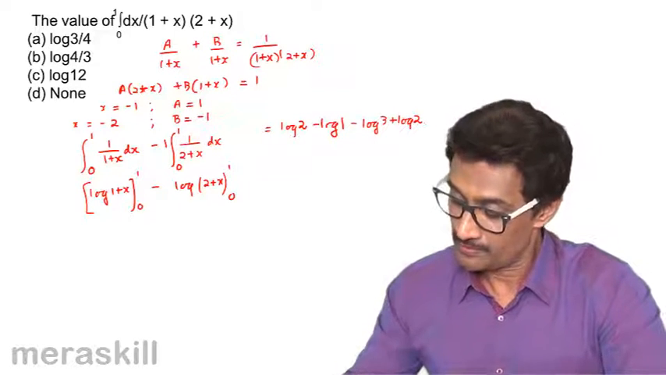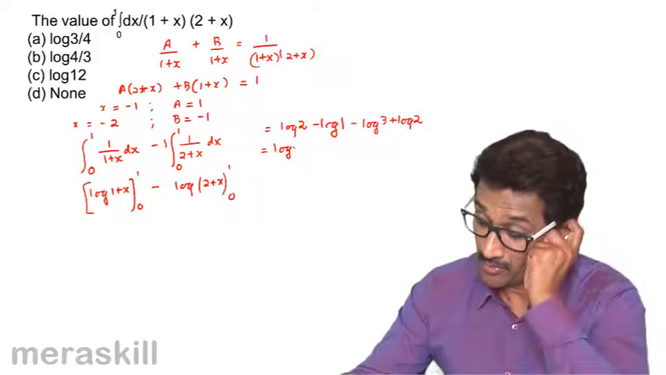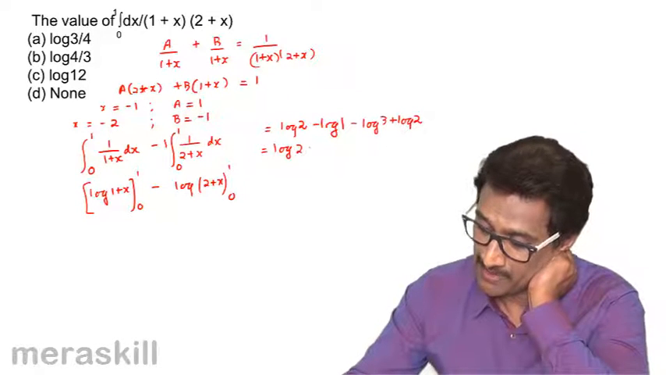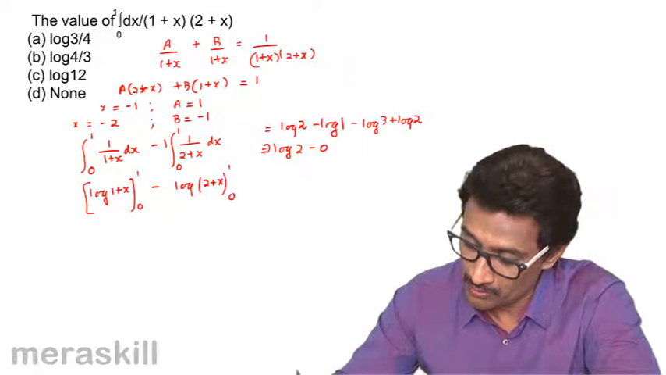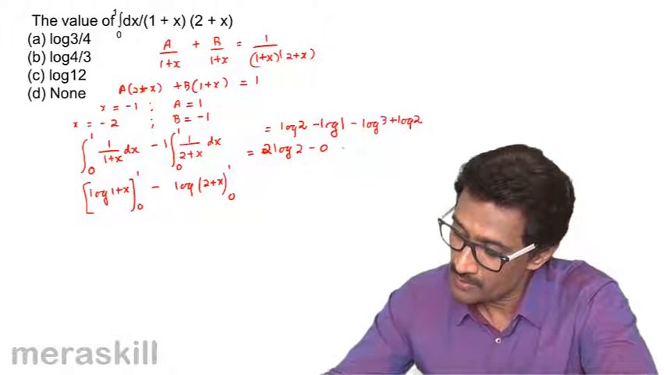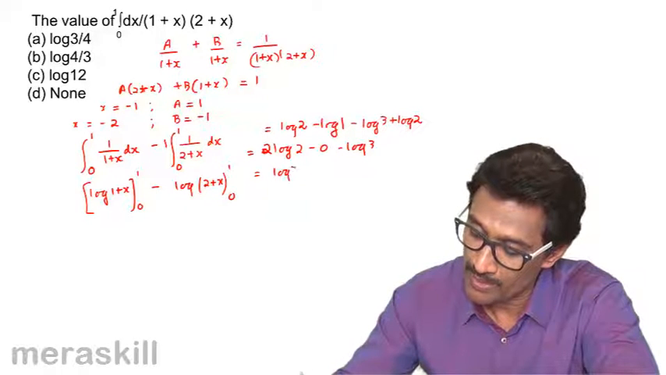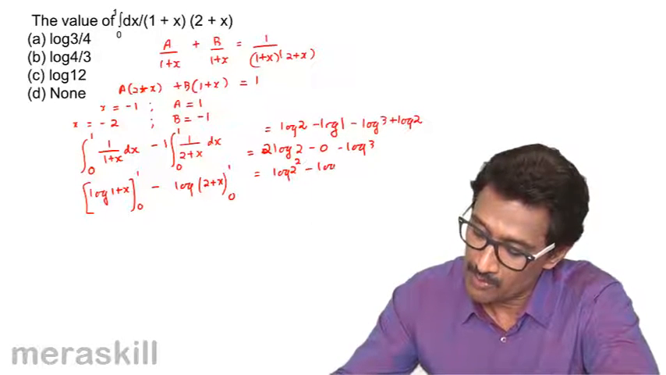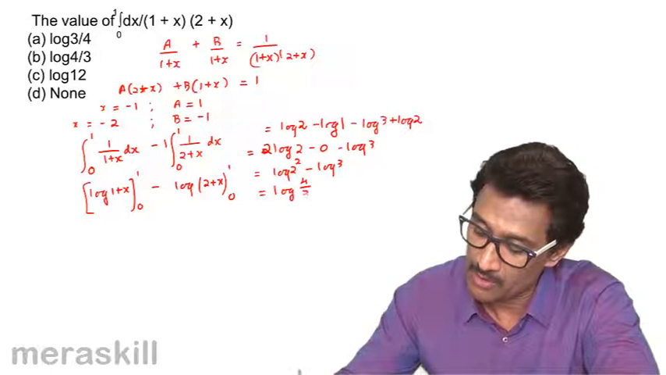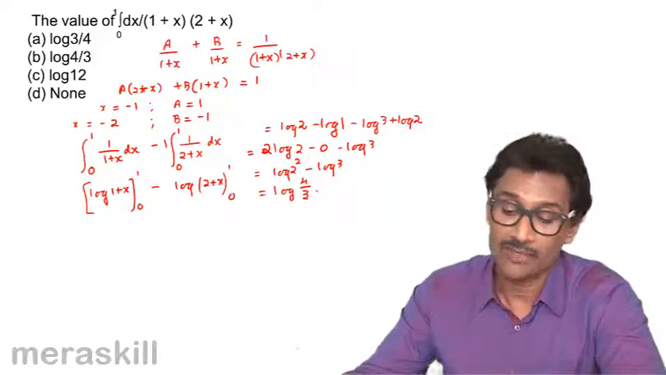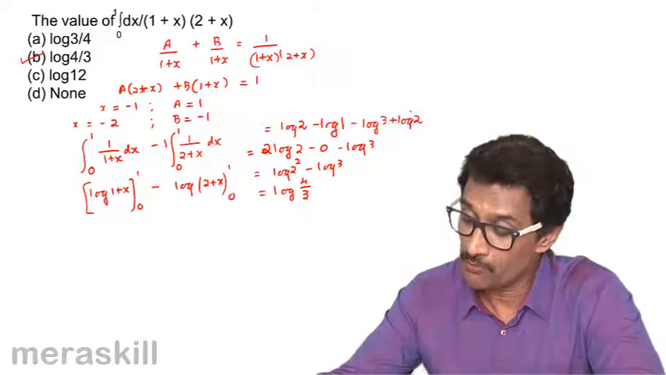So which is going to be log 2 minus log 1, which is 0, and there is another log 2. So there are 2 log 2s minus log 3, which is going to be log 2 square minus log 3, which is nothing but log 4 minus log 3, that is log 4 by 3. So it's going to be option number B, that is log 4 by 3.